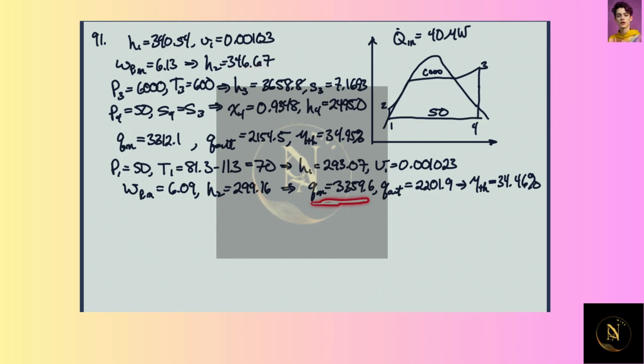And so we have the rate of heat transfer in. The specific heat transfer in is a little bit higher, right? Because H2 went down, so we have H3 minus H2, and this is higher than it was before. This is also higher than it was before, because H1 is now down.